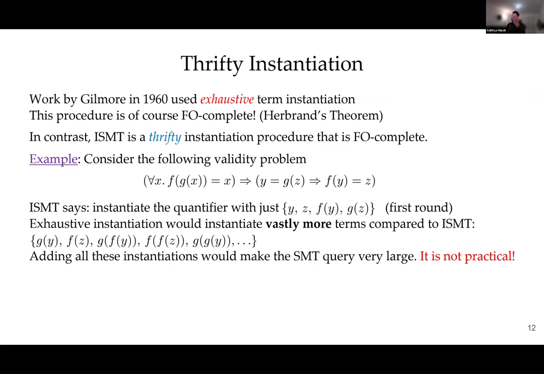Whereas exhaustive instantiation, according to the Gilmore work, would instantiate many, many more terms compared to ISMT, right? It would instantiate terms like G of Z, G of Y, F of Z, G of F of Y, F of Z. All of these various combinations of these function symbols applied to the ground terms that do not even occur in the formula, right? And adding all these instantiations can blow up very quickly. This is just terms of height 2, and I'm already writing dot, dot, dot, right? And imagine if the quantified portion in the antecedent were even larger, this would make the resulting SMT query very large, and it's absolutely not practical.